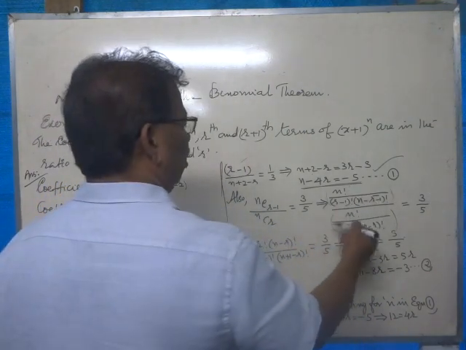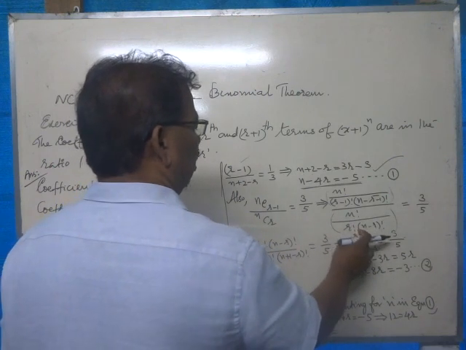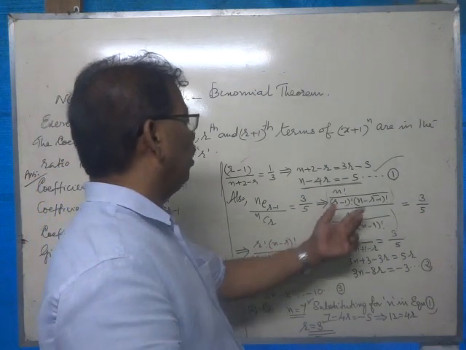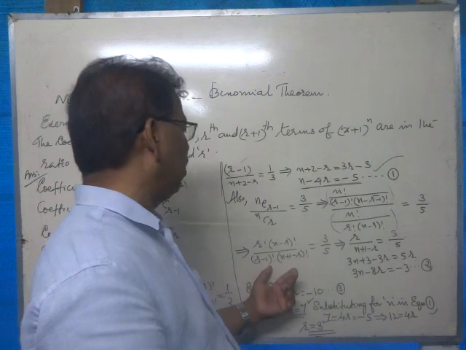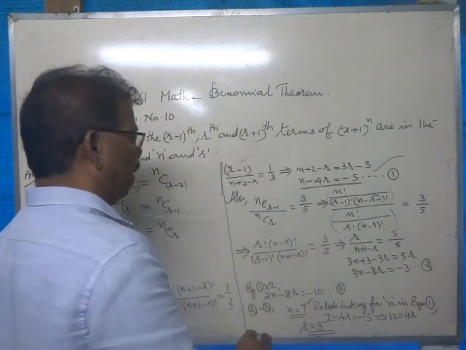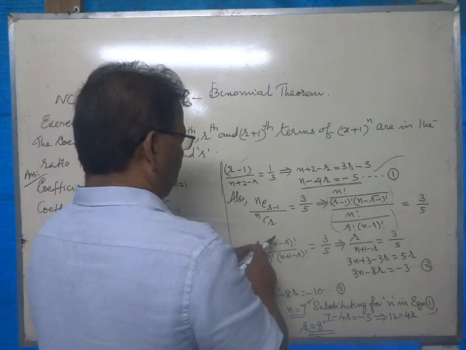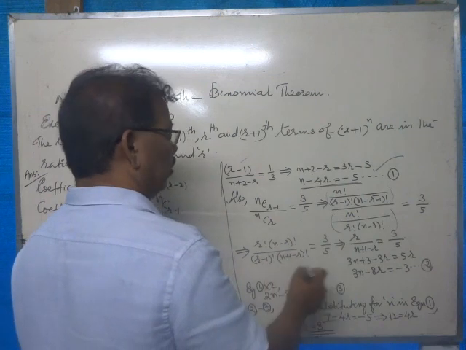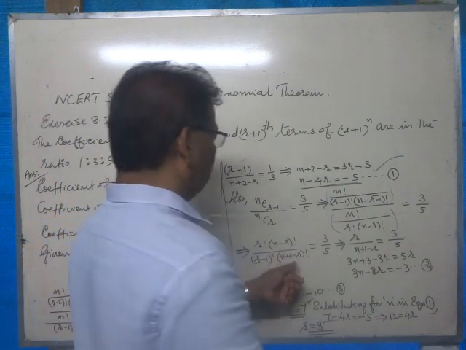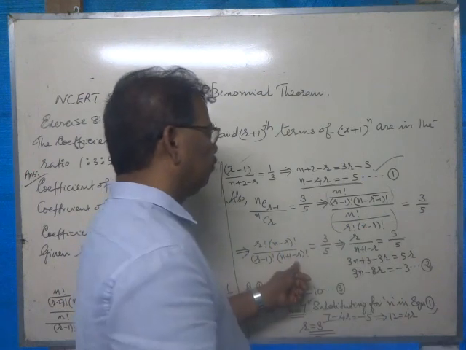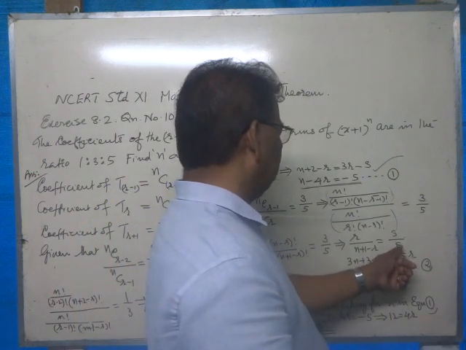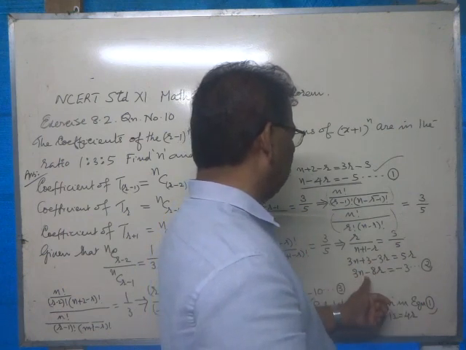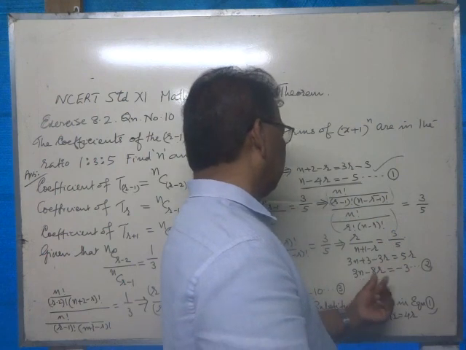Now n factorial and n factorial get cancelled. r factorial into (n−r) factorial is put in the numerator and the other one in the denominator. It is equal to 3 by 5. On simplification, r is greater than r−1 by 1. Therefore, on division we get r, and we get n+1−r in the denominator. On cross multiplication, 3n+3−3r is equal to 5r. That is 3n−8r = −3.